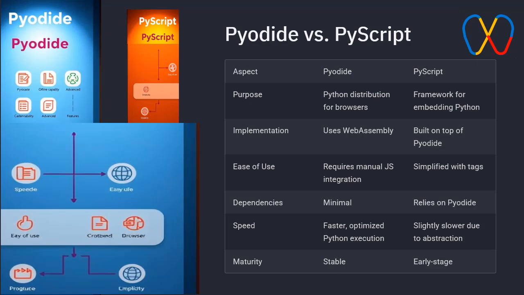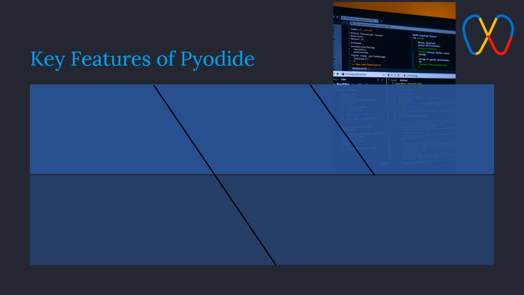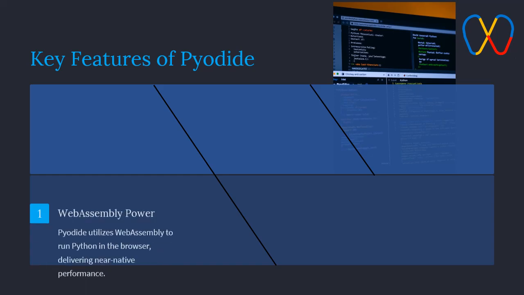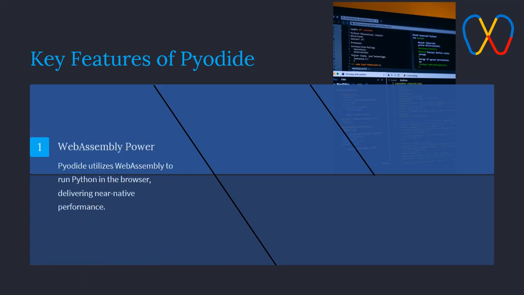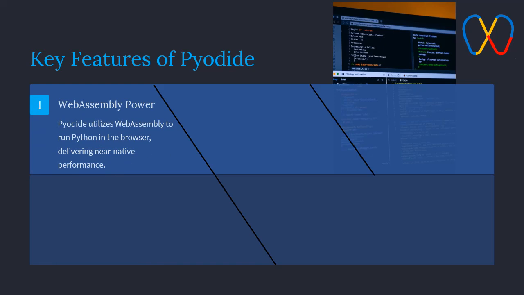A quick overview about the difference between Pyodide and PyScript. Please note, Pyodide uses WebAssembly, while PyScript is built on top of Pyodide and relies on Pyodide. Key features of Pyodide. WebAssembly power. Pyodide utilizes WebAssembly to run Python in the browser, delivering near-native performance.